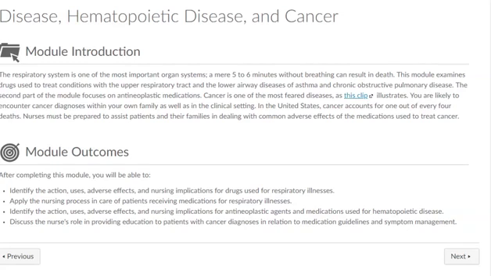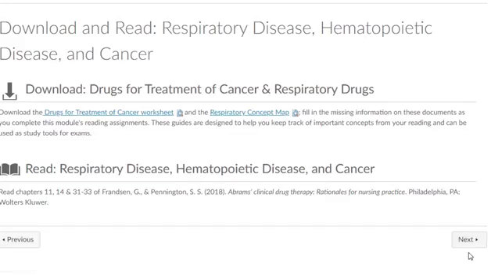In this module, we'll be exploring the treatment of respiratory diseases and cancer medications. Review the module outcomes here so you know where to focus your studies. The respiratory diseases has a concept map for you to complete on the medications we'll be covering.